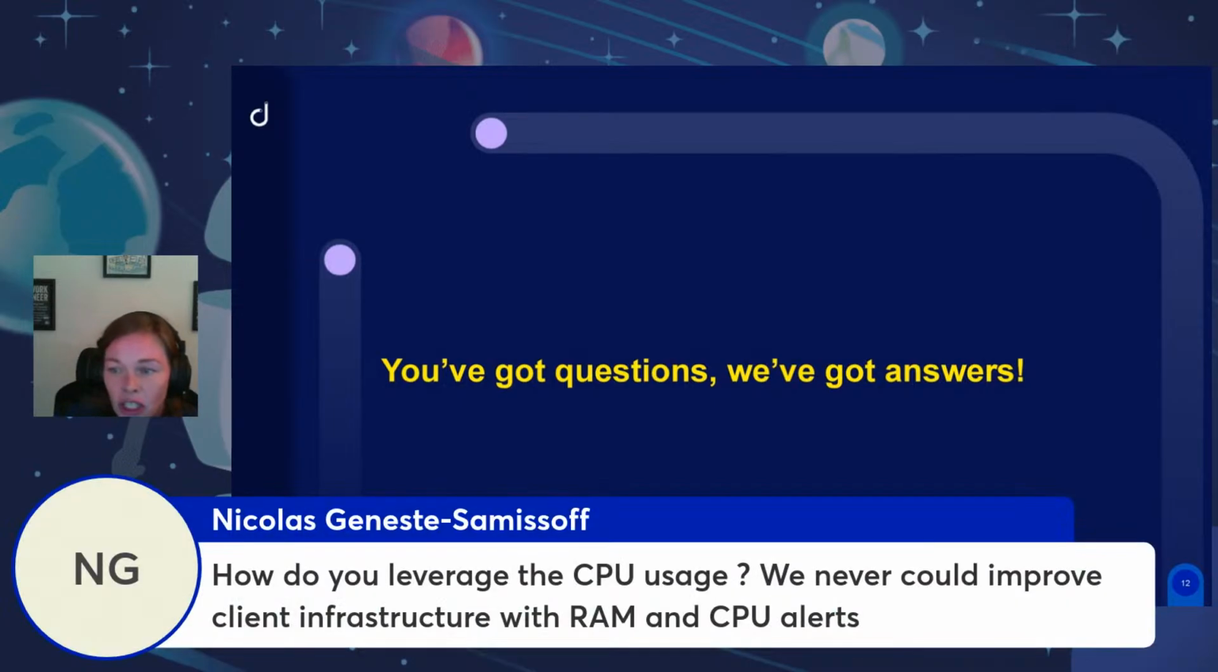So, how do you leverage the CPU usage? We never could improve client infrastructure with RAM and CPU alerts. So, CPU usage, one of the things that I use on that, different types, right? If it was on a firewall, something that I like to use on firewalls is if the CPU is running high and the memory is running high, generally the ACLs could actually be working against you, right? You could also have buffer overload. These are conversations that you need to see.